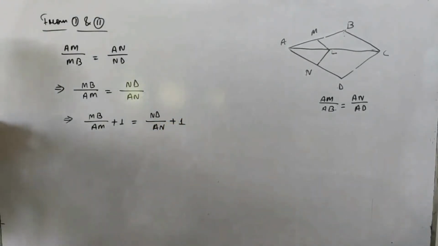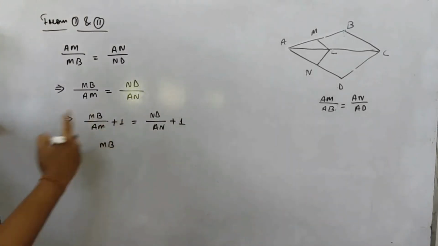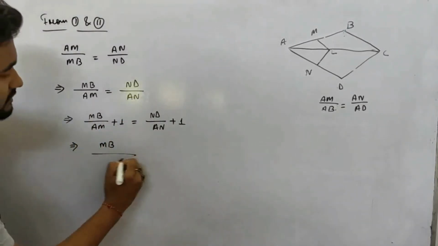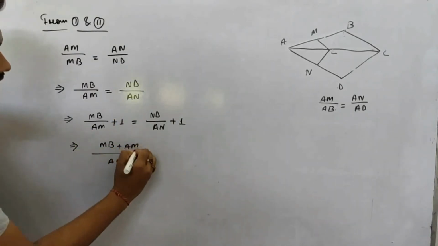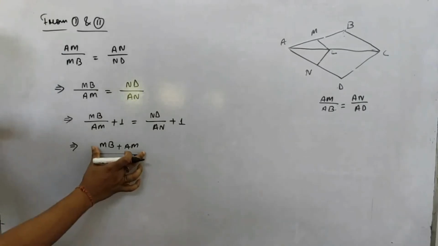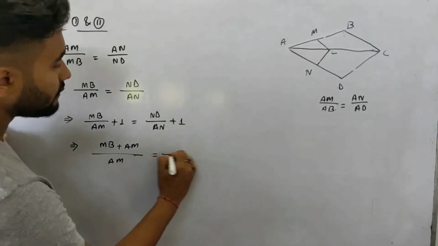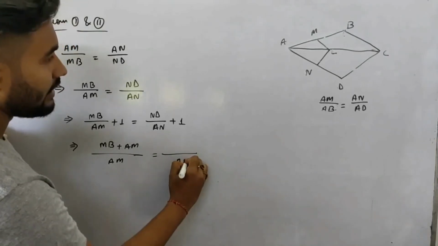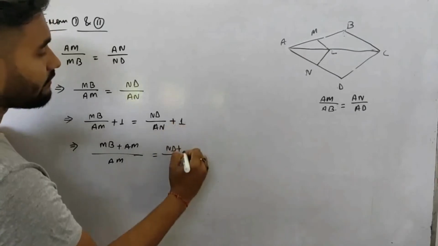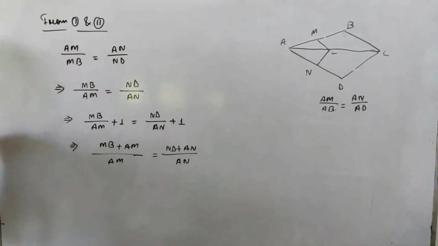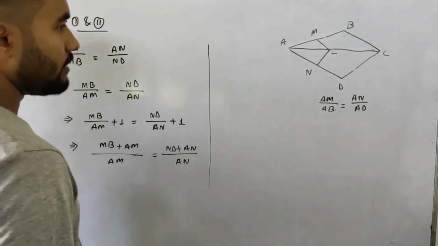Done. Okay. So which implies MB, take LCM. What is the LCM? AM is the LCM, right? So MB plus AM. That's what we needed, right? Plus AM. And over here you see the LCM is AN. So over here ND plus AN, 1 is AN. Got? Now let us solve the required part.